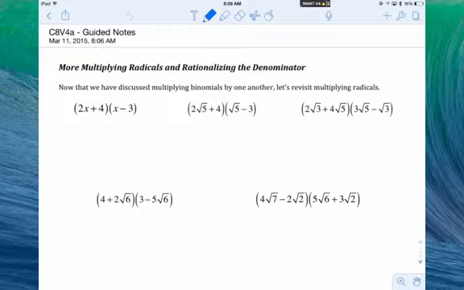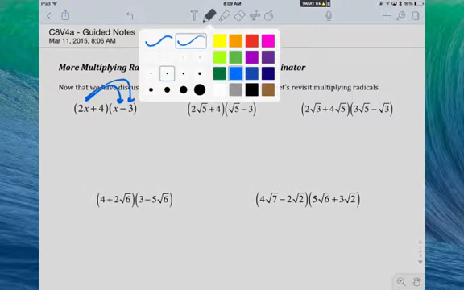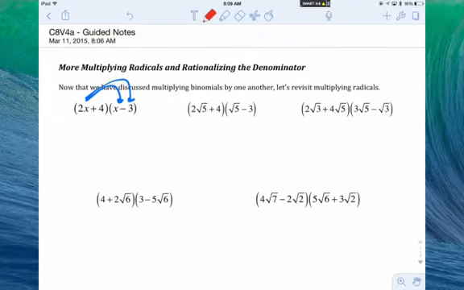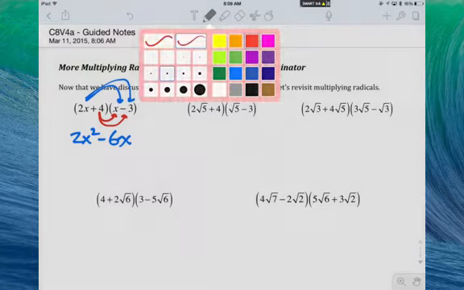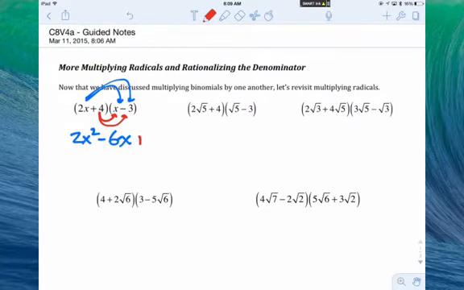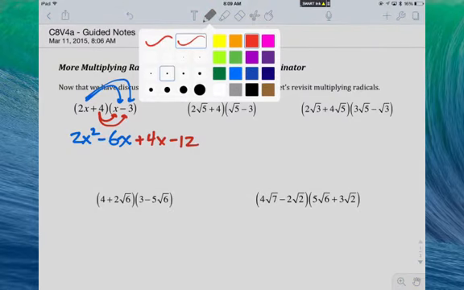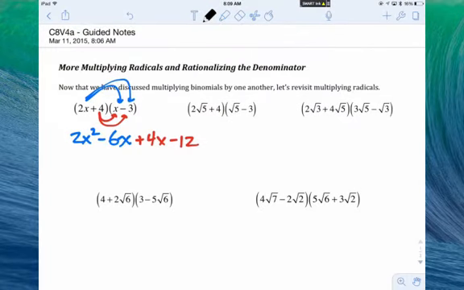What we're going to do is take each term in that first binomial, distribute it and multiply it by each term in the second binomial, and sum up the products. So for instance, I think we'll end up with 2x squared minus 6x, and I'm color coding so you see exactly where we got these, plus 4x minus 12. And just collecting like terms, I think our final product is going to be 2x squared minus 2x minus 12.